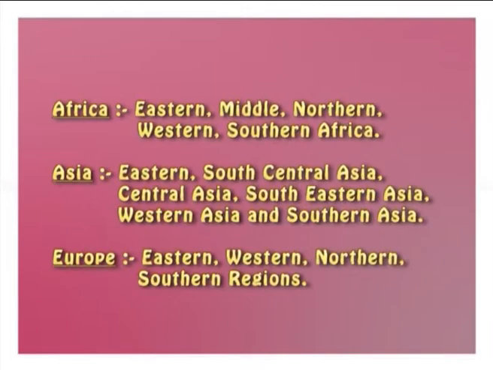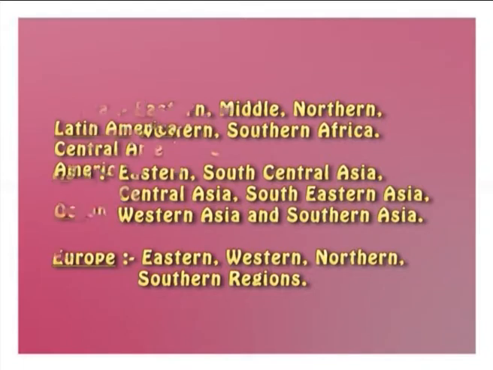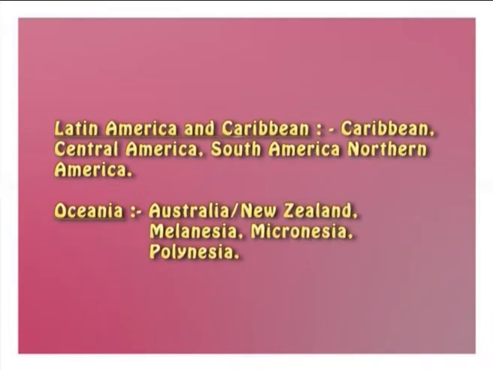To study the population distribution, the world is divided into several regions that are as follows. Africa is divided into Eastern, Middle, Northern, Western and Southern Africa. Asia is divided into Eastern, South Central Asia, Central Asia, Southeastern Asia, Western Asia and Southern Asia. Europe is again divided into Eastern, Western, Northern and Southern regions. Latin America and Caribbean is divided into Caribbean, Central America and South America. Northern America, and Oceania divided into Australia, New Zealand, Melanesia, Micronesia and Polynesia.